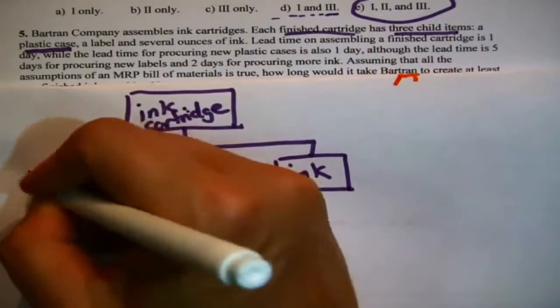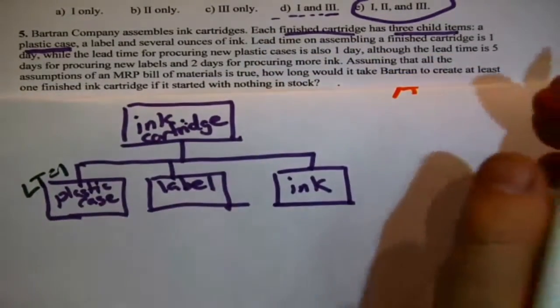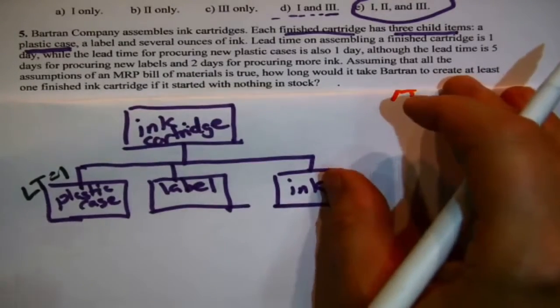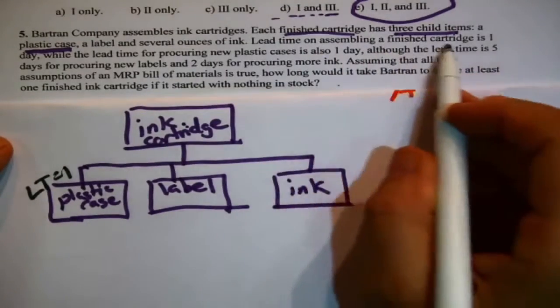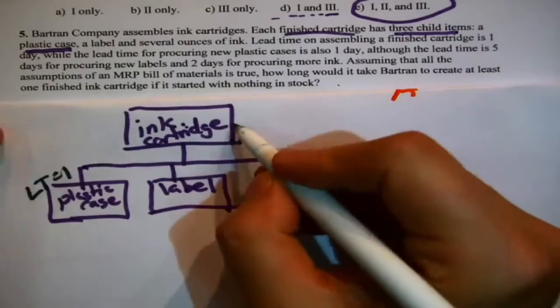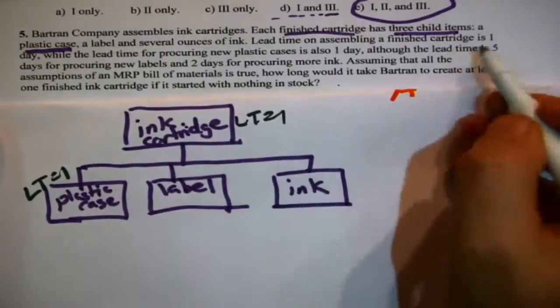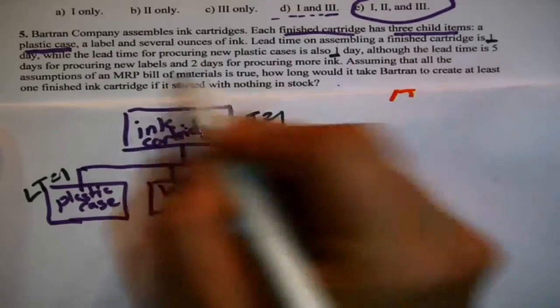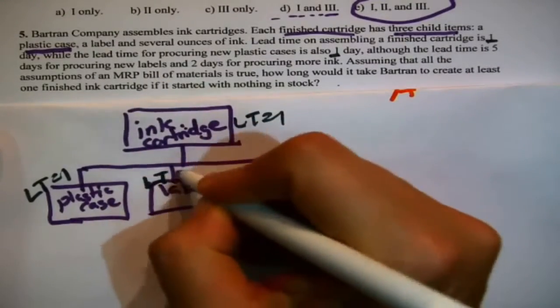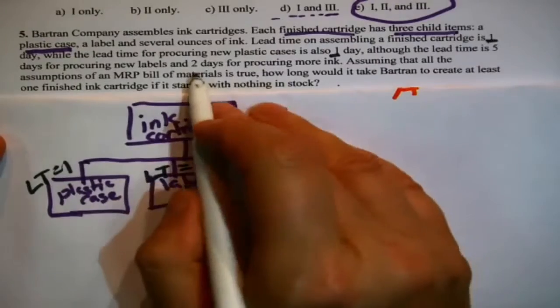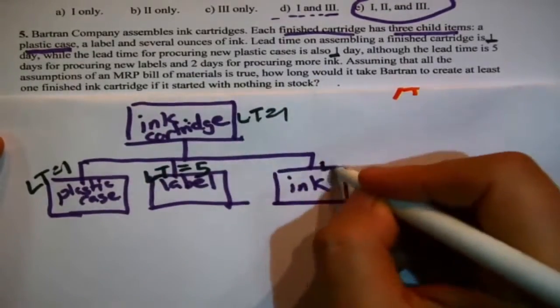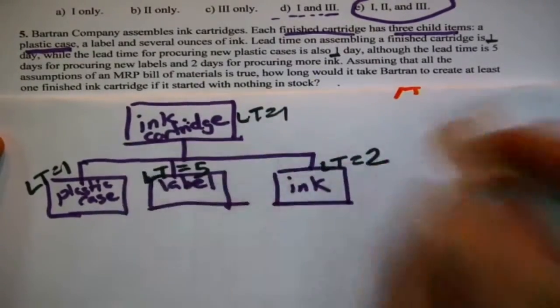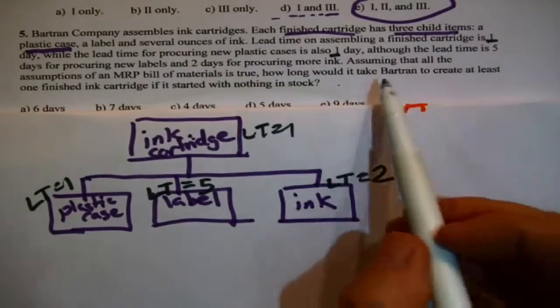Okay, while the lead time on a new plastic case is 1 day, LT equals 1 day. The lead time on assembling a finished cartridge is 1 day. All right, I got that one. I got that one. Although the lead time is 5 days on procuring new labels. Ooh, don't let yourself run out of labels. 2 days for procuring more ink. Lead time is 2. All right.